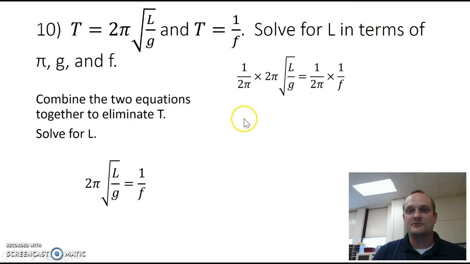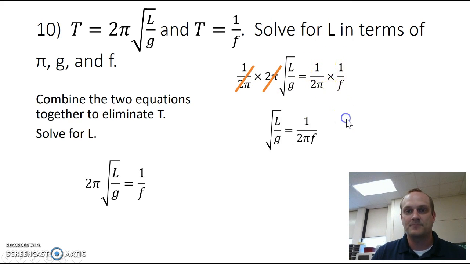At this point, do a little bit of algebra, right? I want to get rid of this 2 pi that's over here. So I can either divide by 2 pi or I can multiply by 1 over 2 pi, right? Multiplying by the reciprocal is the same as dividing. Either way, those 2 pi's cancel, and whatever I do to one side, I do to the other. So I've got 1 over 2 pi over here on the right-hand side. I just rewrote that. So this is the square root of L over g equals 1 over 2 pi f. Right? When I multiply fractions together, I multiply the top together, multiply the bottom together, write it as a fraction. There it goes.